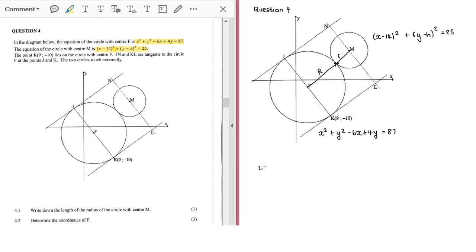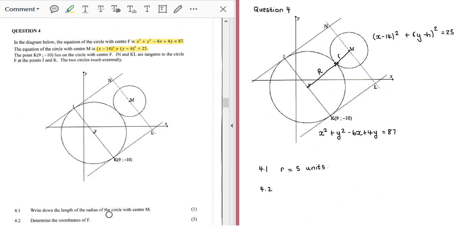Okay, so question 4.1 wants us to write down the length of the radius of the circle centered at M. Well, we are given that the radius squared is equal to 25, so the length of the radius R is just going to be 5 units. That's basically just the square root of 25.